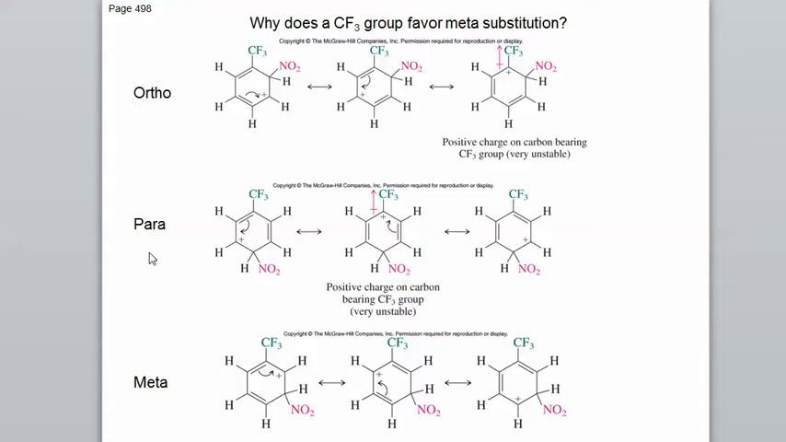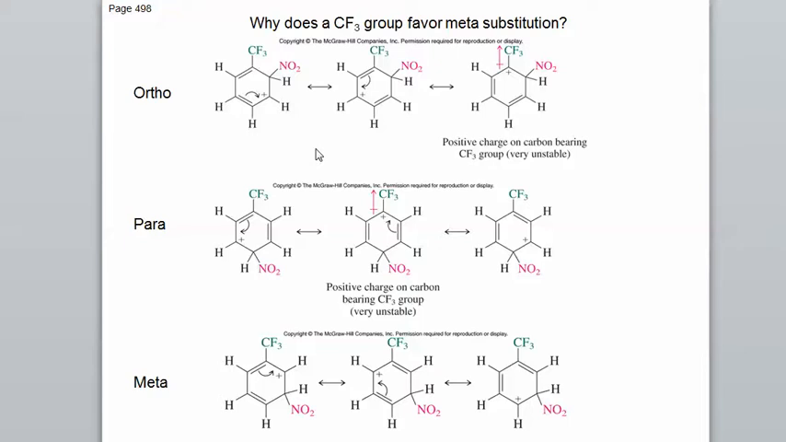You can see we've got ortho, para, and meta. Notice that the 2 groups they indicate and highlight here, those are the ones that are particularly stable when you have a methyl group there. Here they are particularly unstable. What they're showing with the CF3 group, this little arrow is implying that it's pulling electrons away from the ring. We say that a group like CF3 is electron withdrawing, and that destabilizes nearby positive charges.